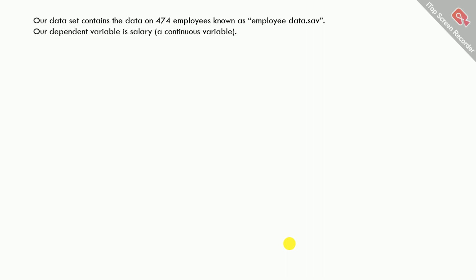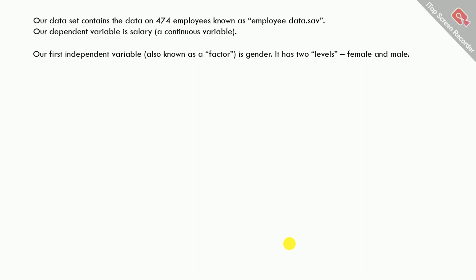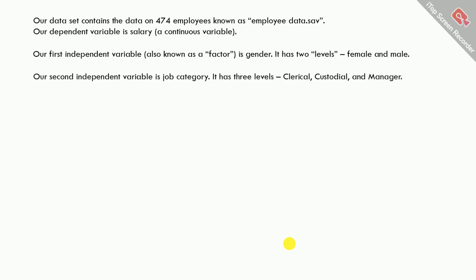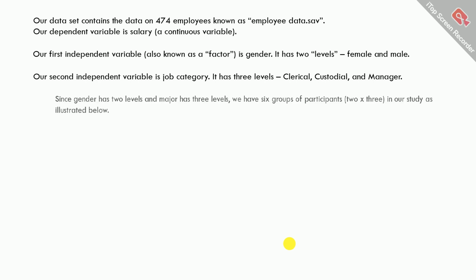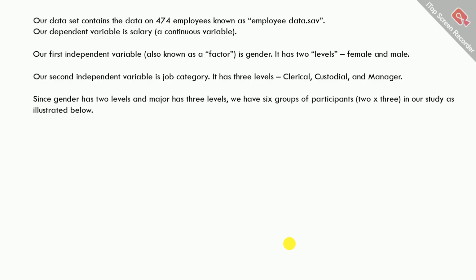Our data set contains the data on 474 employees. Our dependent variable is salary, which is a continuous variable. Our first independent variable is gender, which has two levels, male and female. Our second independent variable is job category, and it has three levels: clerical, custodial, and managerial. Since gender has two levels and job category has three levels, we have six groups of participants.